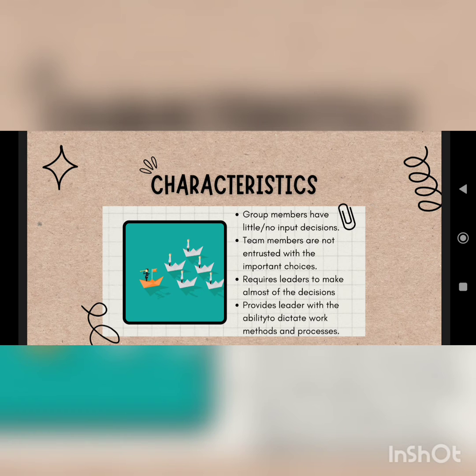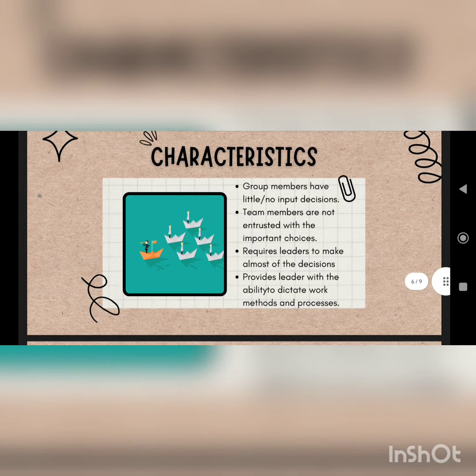So here in non-participatory management, the group members have little or no input in decisions. Again, the leader will control the team. So he will be the one who decides. Second, members are not entrusted with the important choices. So the leader himself will have the power to make the choices.